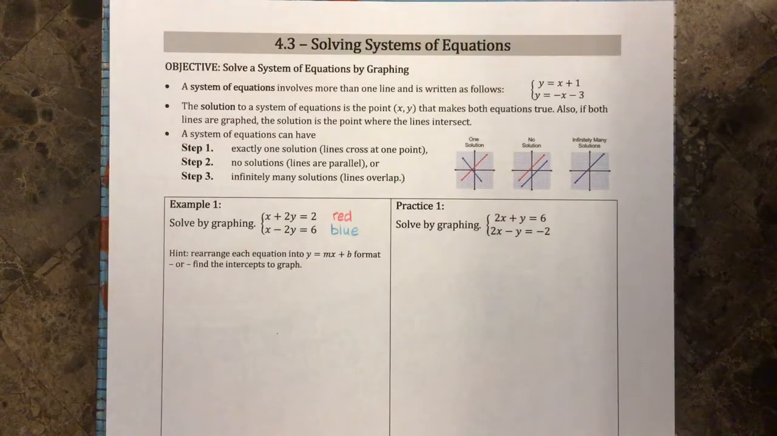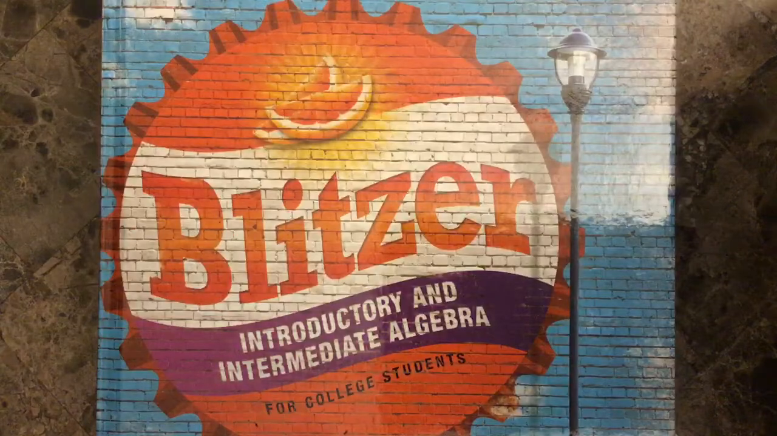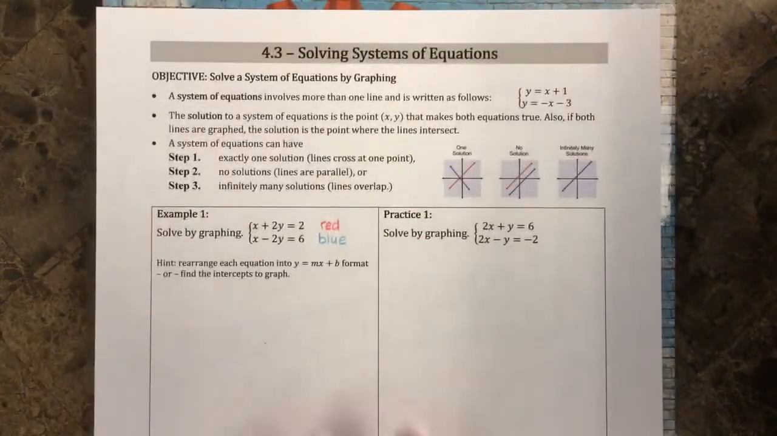Okay, in today's video, we're going to be talking about a few sections of Blitzer's Introductory and Intermediate Algebra for college students, sections 4.1, 2, and 3. But 4.3 is really what we're focusing on. We just use 4.1 and 2 to build up, so it makes more sense.